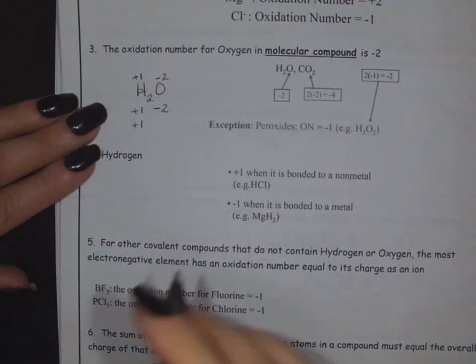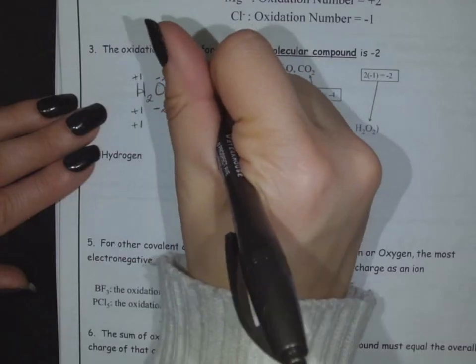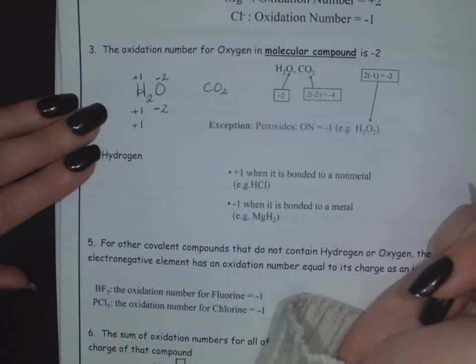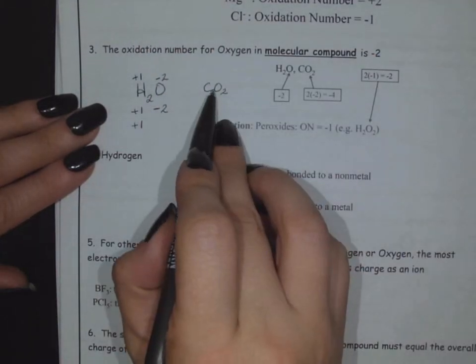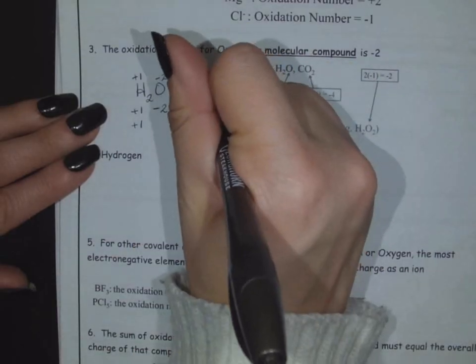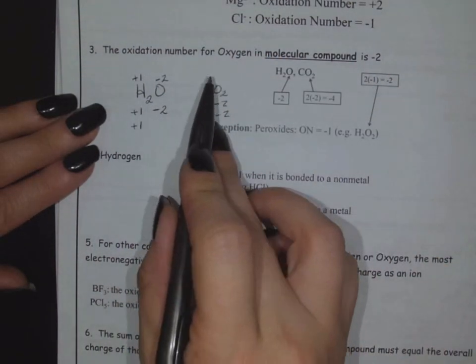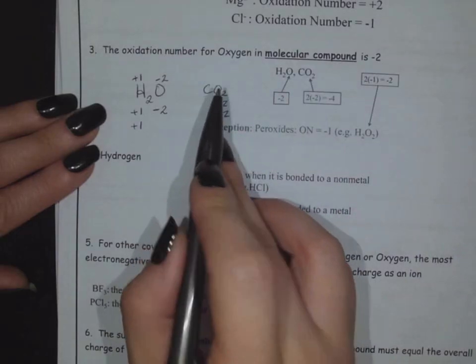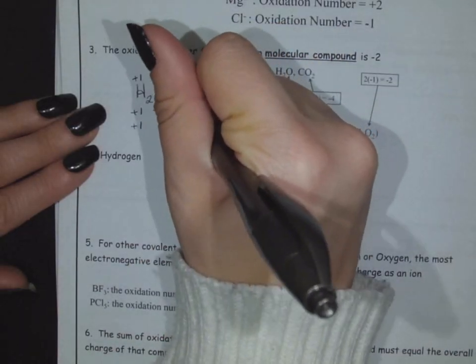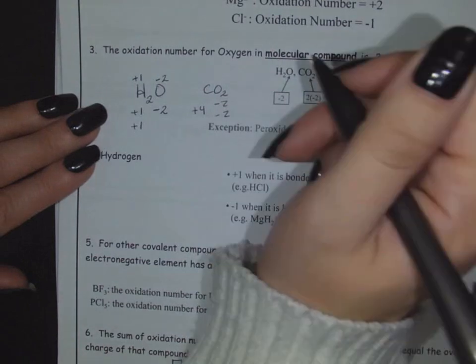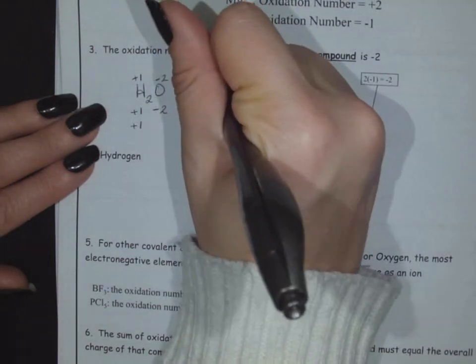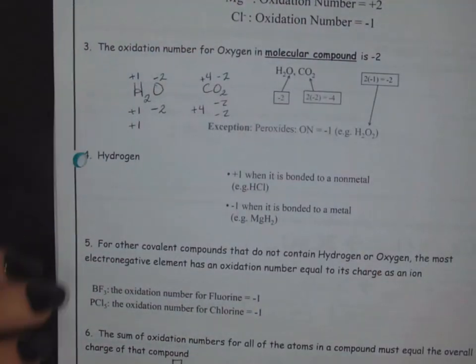Okay. Let's do this again for carbon dioxide. CO2. Okay. Both of those oxygens have an oxidation number of -2. And so for this whole thing to be 0, then the carbon must have an oxidation number of +4. So oxidation numbers would be +4 and -2.